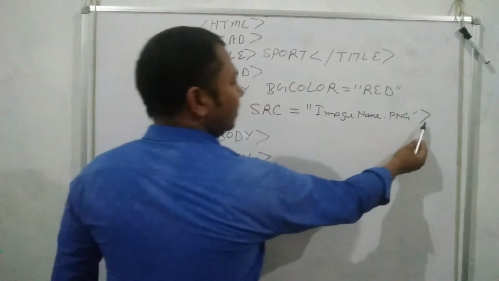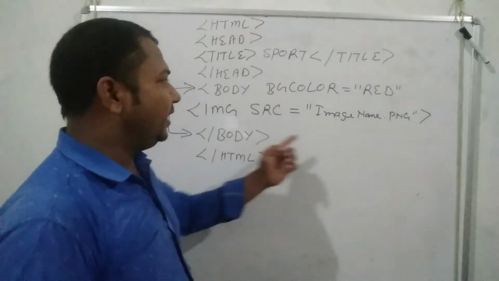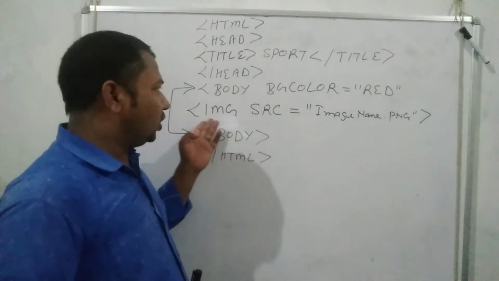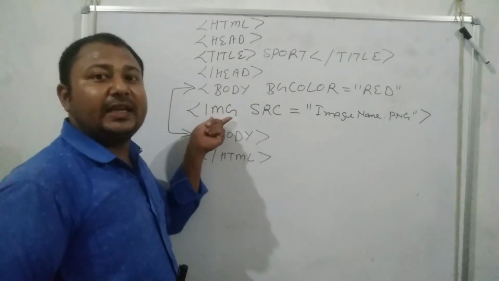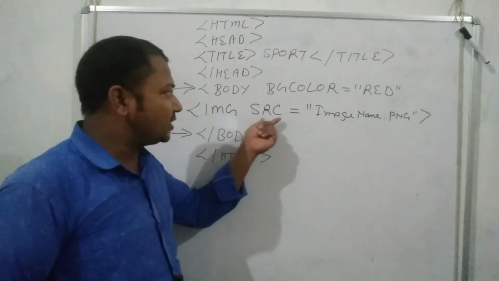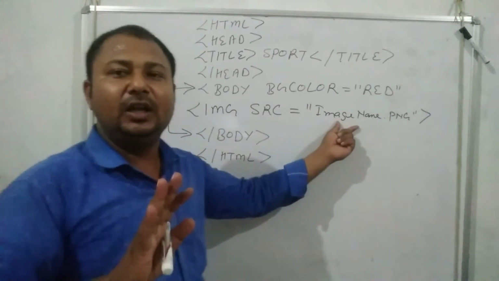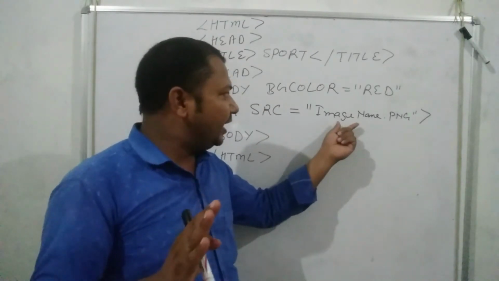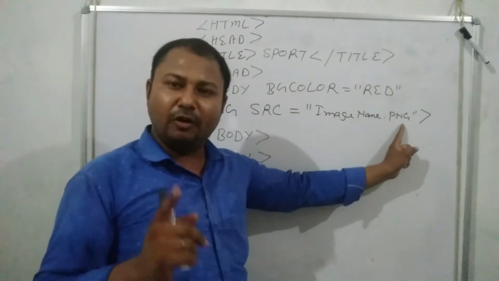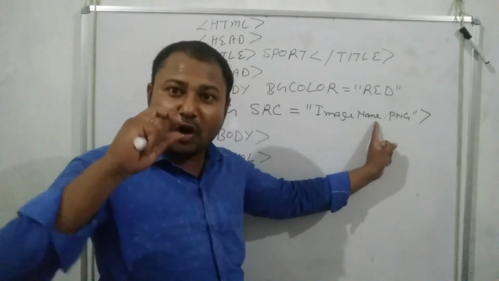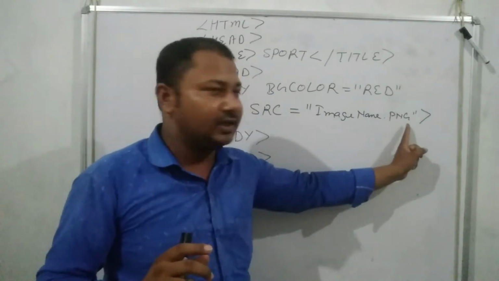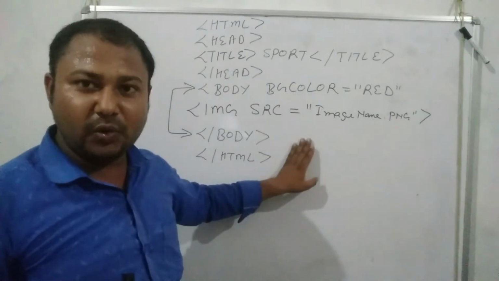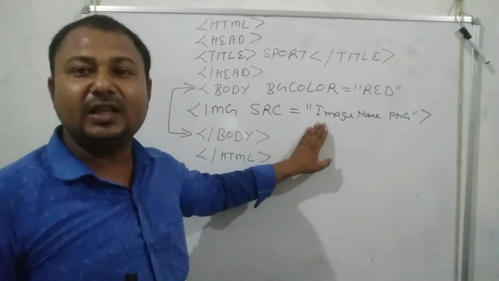The tag will close at the end of the line. Students, let's focus on this line. img means image, src means source, is equal to the image name, whatever the name of your image is, and after that .png, .jpg, whatever the format of the image will be written here. When you run this code, the image will appear in the browser.